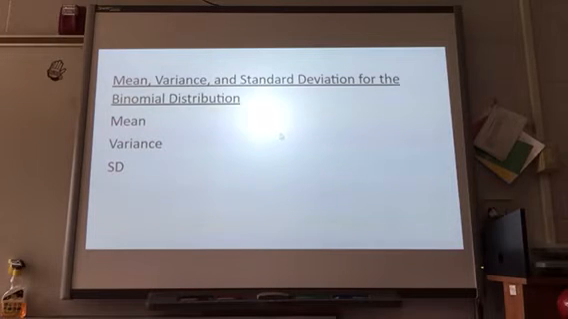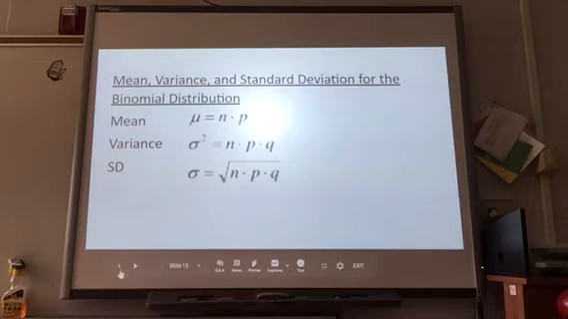Alright, we need to find the mean, variance, and standard deviation for a binomial distribution. Here's the formula for mean. That's mu equals n times p. N is the number of items, p is the probability of success. The variance is sigma squared, which is n times p times q. Q is the probability of failure. And the standard deviation is the square root of that.